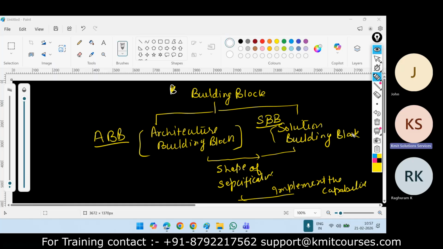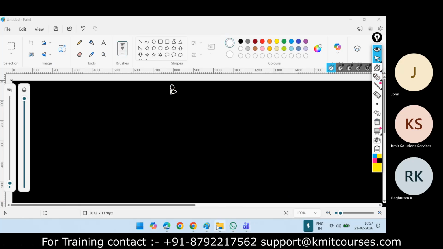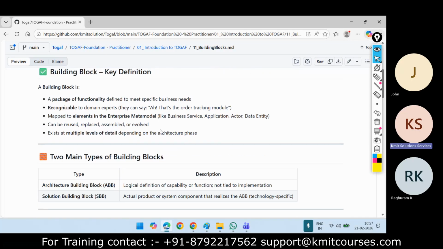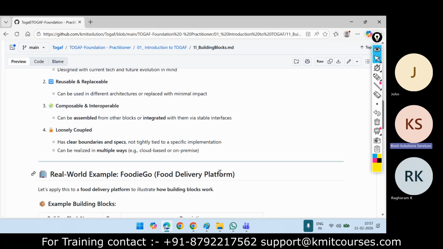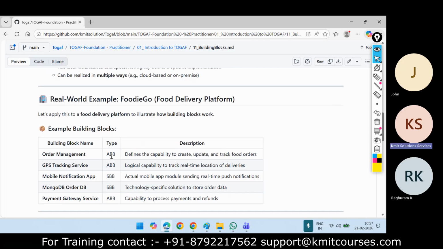Let us see with the example. So if you see here, the architecture is a logical definition of a capability or function not tied to the implementation. The actual product is the solution or system component that realizes the ABB, technology specific. Now let us see the example. Order management is not the implementation, it's a definition. We will create the order, this. We are still talking design point of view. So this is architecture. GPS tracking service, a logical capability to track the real time of deliveries. Mobile notification app, the actual mobile app module sending real time push notifications. So this is the solution.